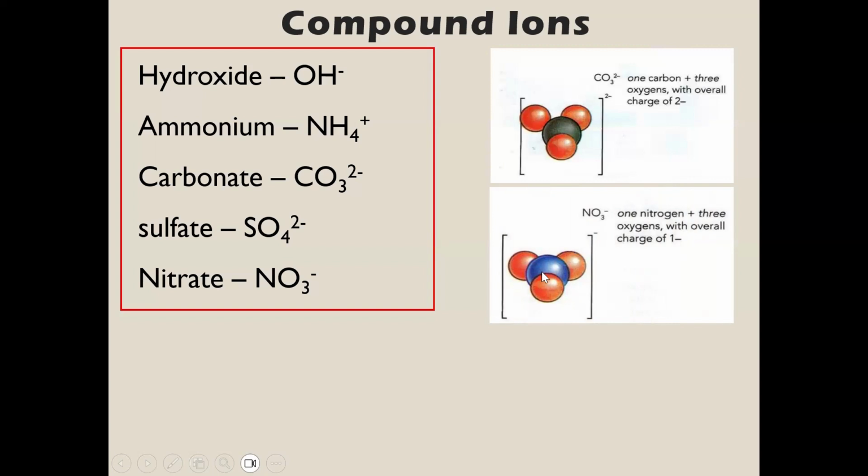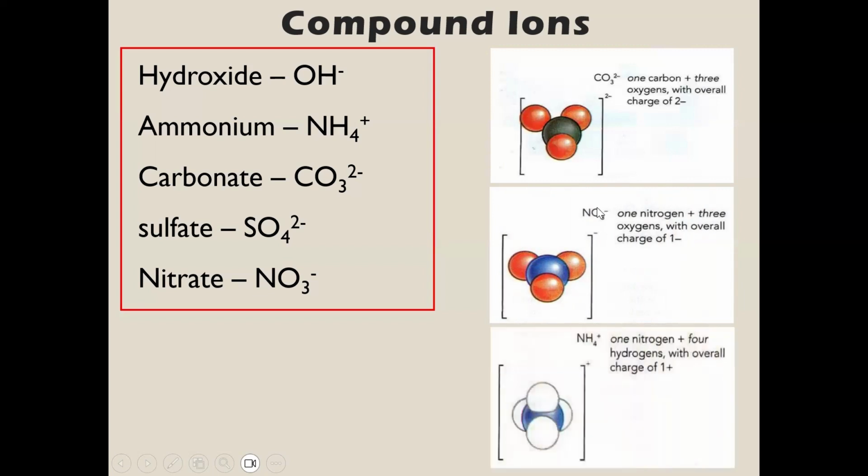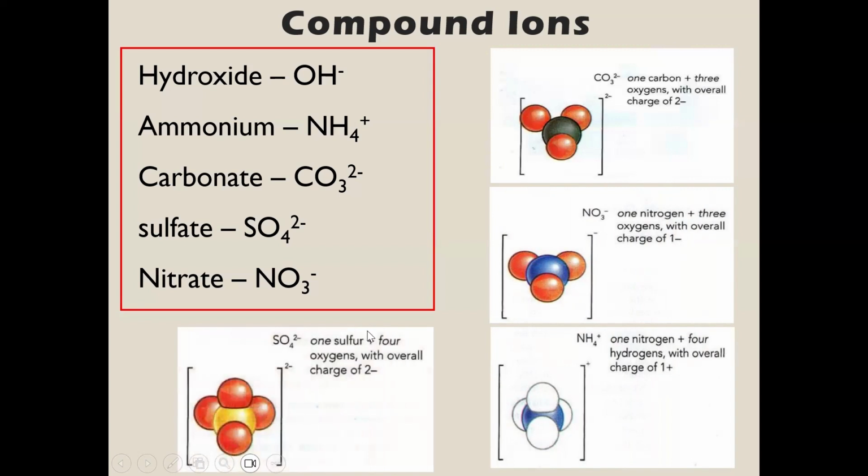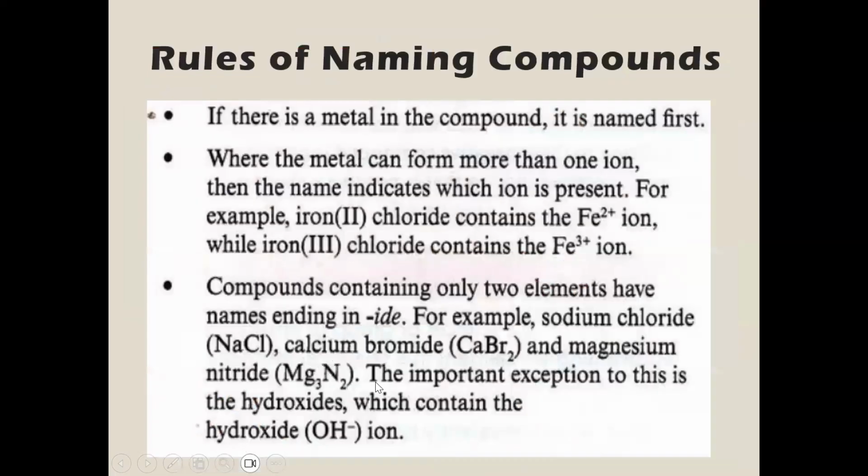NO3, nitrate: 1 nitrogen and 3 oxygens with 1 negative charge. Ammonium: 1 nitrogen and 4 hydrogens with 1 positive charge. This is the structure of sulfate, SO4 negative 2, which has 1 sulfur and 4 oxygens and an overall charge of negative 2.